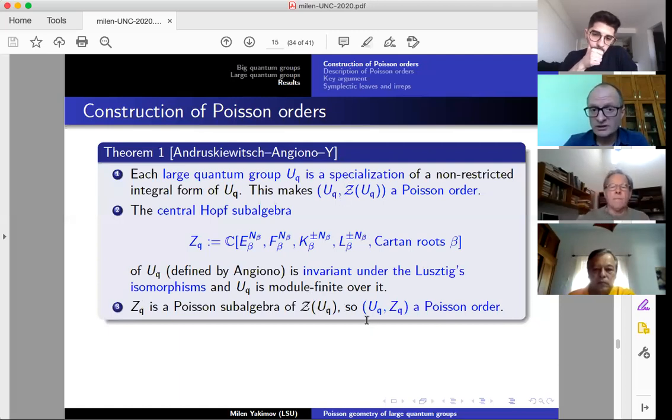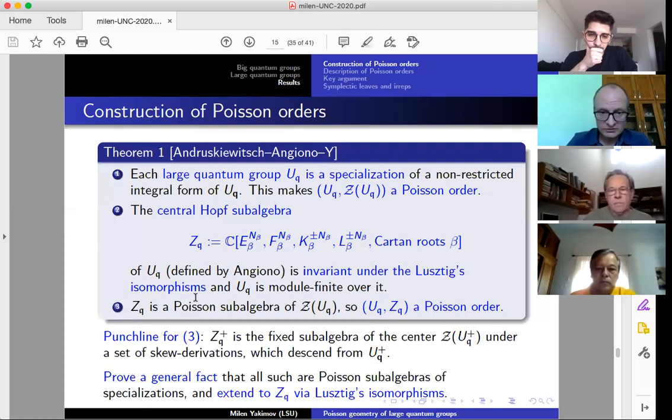So what we wanted as a first step of generalizing the Concini-Kac-Procesi, we have it here. So the pair of UQ and ZQ is a Poisson order. And one thing that I want to say is, again, here we take a completely different approach to the Concini-Kac-Procesi, and the real difficulty is in step 3. So we have some abstract Poisson structure that we built on the central subalgebra, the full center of UQ. How do you prove that something very explicit is a Poisson subalgebra of this full center? The Concini-Kac and Procesi did that by an explicit calculation.